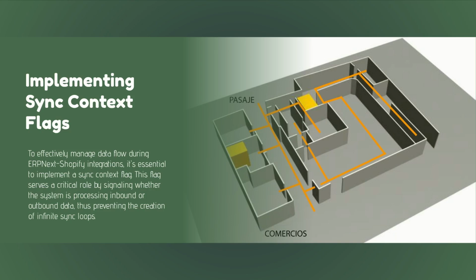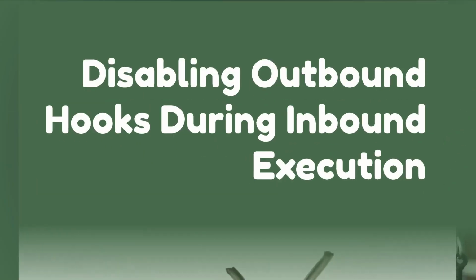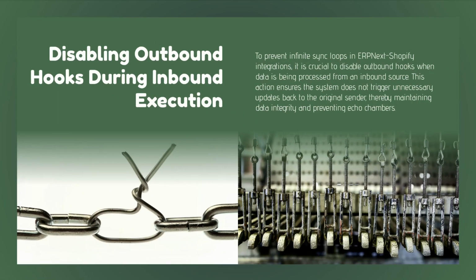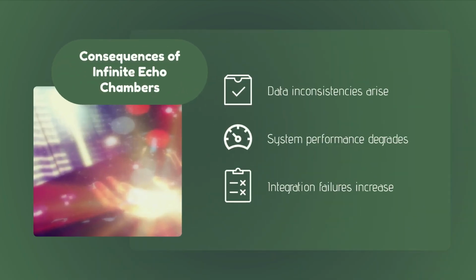And then when you have updated ERPNext, this is supposed to be a signal that says, hey ERPNext, this is an outbound, so please call the webhook that informs Shopify that a change has happened on this end. Then we have disabling outbound hooks during inbound execution. When you have an inbound, you need to disable the hook that calls Shopify telling it to do any update. You are going to do that in two ways: number one is the data flow, and number two is the flag that we just discussed.